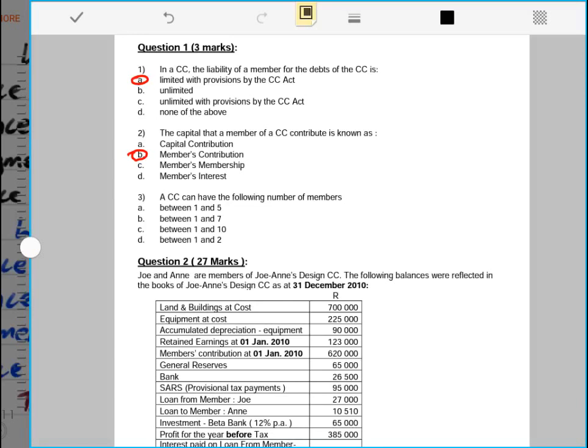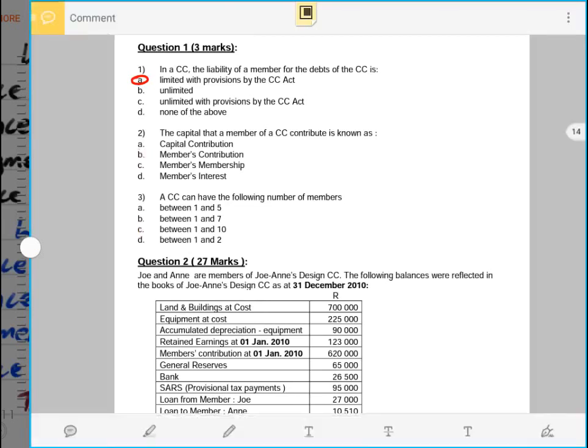Number 3 says a CC can have the following number of members, and we know that the close corporation can have between 1 to 10 members. Then that was question 1, so the answers are just A, B, C.